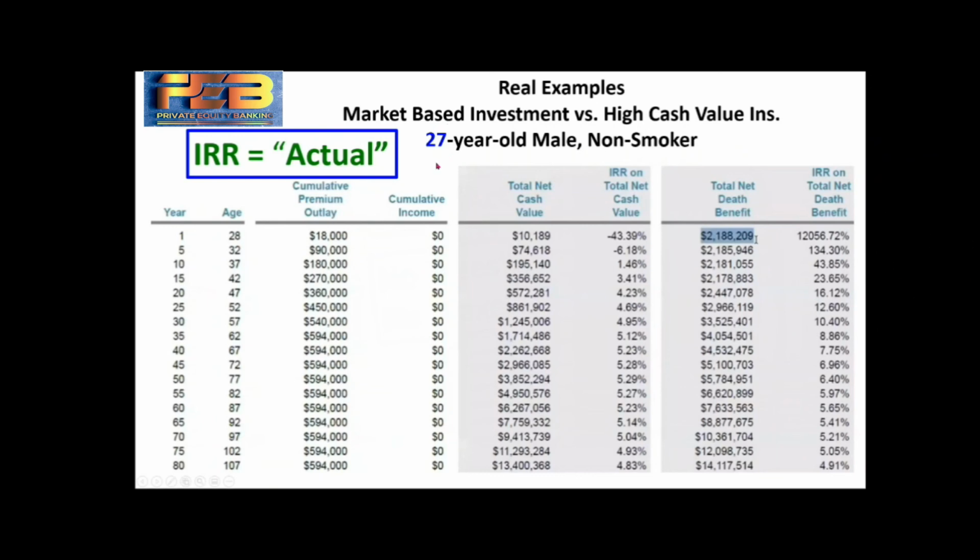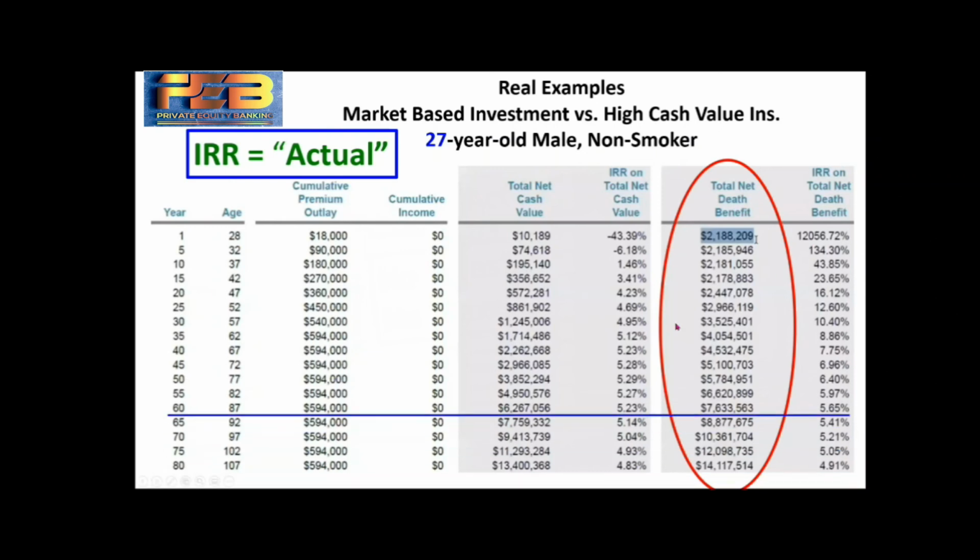But what about our 27-year-old? He's starting out with a death benefit of $2 million. If he were to die in year one, that's a 12,000% return on his family's investment there. But again, we're saying he makes it to 87, and even so, it's a 5.65 internal rate of return every single year. If he makes it 10 years, which he probably should, 43%. If he makes it 20 years, 16%.